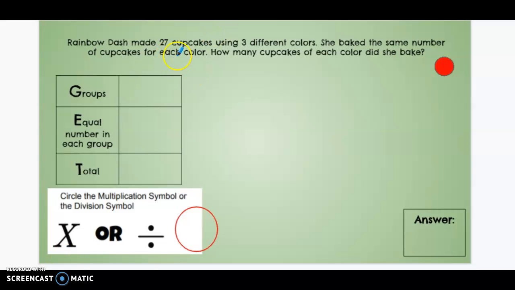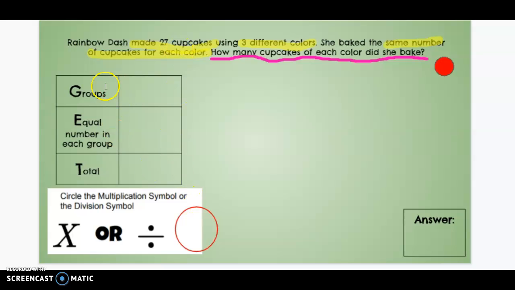I should underline that she made 27 cupcakes using 3 different colors. She baked the same number of cupcakes for each color. And then, how many cupcakes of each color did she bake? Well, let's put this information that we have in our word problem and plug it into our GET chart, okay? She made 27 cupcakes.